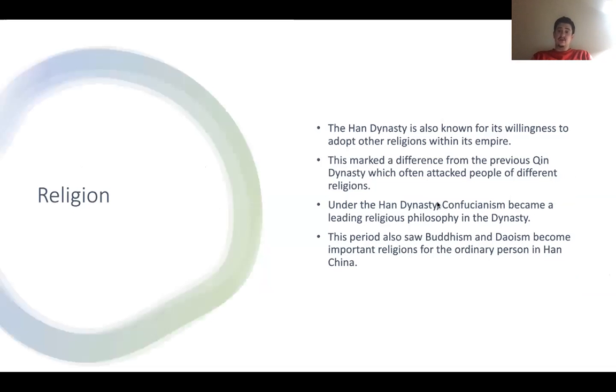As far as religion goes, the Han Dynasty is known for being very, very open to different religions. This is different from the Qin Dynasty, if you remember, because the Qin often attacked people of different religions that the government didn't support. The Han Dynasty didn't really care. Their thought was, as long as you don't cause any problems and you pay your taxes, they'll let you practice whatever religion you choose. Their big thing was Confucianism, the ideas and teachings behind it, as well as allowing Buddhism and another religion known as Taoism to become important religions for the ordinary person. If you remember when we were in India, I said that Buddhism kind of left India and moved to China. That happened during this Han Dynasty period.